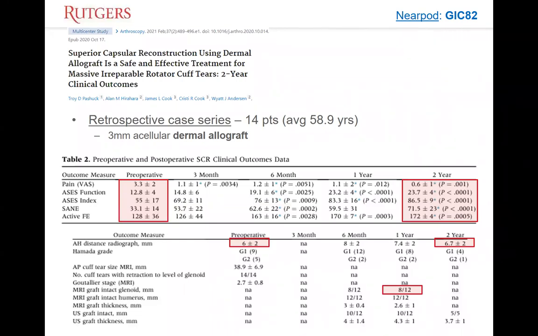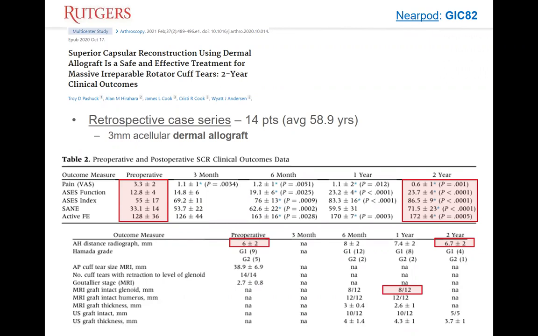These surgeons prefer to keep it in neutral to reduce tension. They follow their patients for 2 years. At final follow-up, the visual analog scores, ASES and SANE scores, as well as active flexion improved at all time points. The acromion-humeral distance increased from 6 millimeters pre-op to 8 millimeters at 6 months, and then went back down to 6.7 by final follow-up.